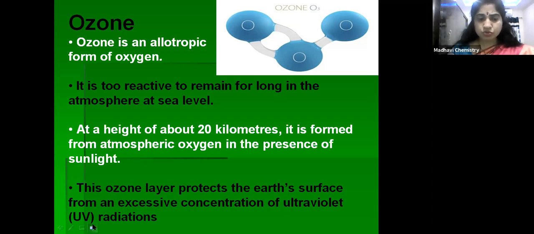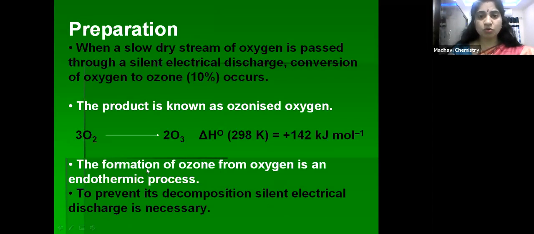Okay, so now let us see how to prepare this ozone in the laboratory. Naturally it is forming at a high altitude, that is in the stratosphere. In the presence of sunlight, oxygen is converting into O3. Even in a laboratory, ozone can be prepared. So how to prepare this ozone? When a slow dry stream of oxygen is passed through a silent electric discharge, very very important, silent electric discharge, conversion of oxygen to ozone occurs.